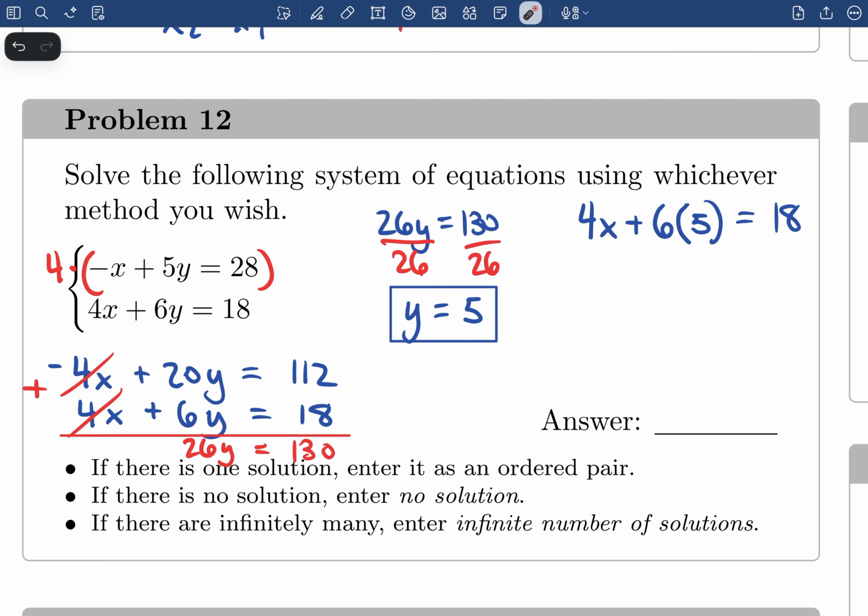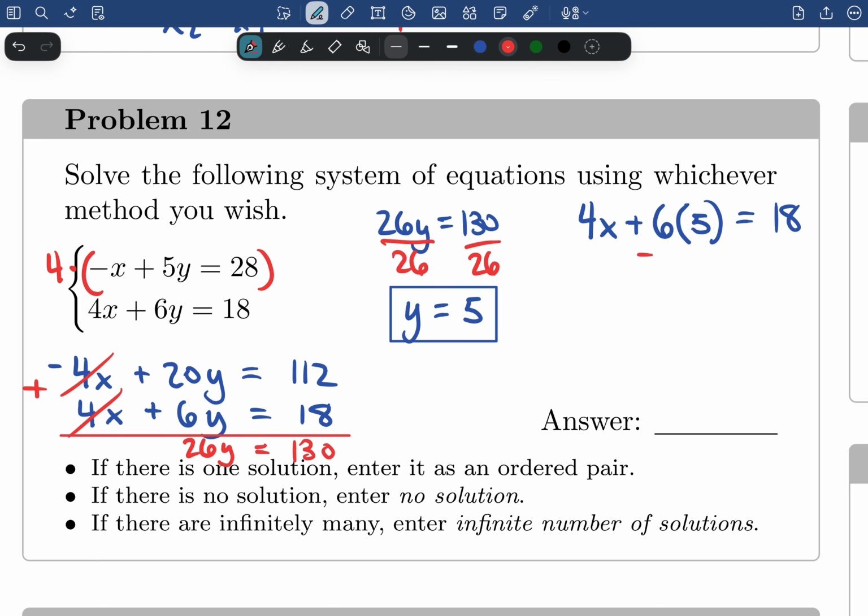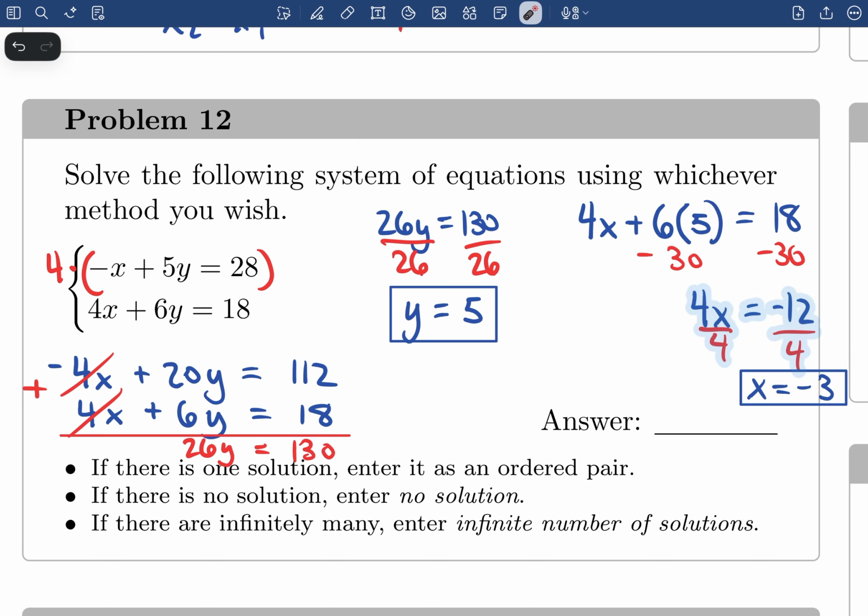And now I have an equation that I can solve for x. In fact, this is 6 times 5, which is 30. And so I'm going to subtract the constant 30 from the left side to the right side. And now I have 4x equals 18 minus 30, which is negative 12. Next, I'm going to divide by 4. And I find out that x equals negative 3. Negative 12 divided by 4 is negative 3. There you go. So I have found an x value and a y value.